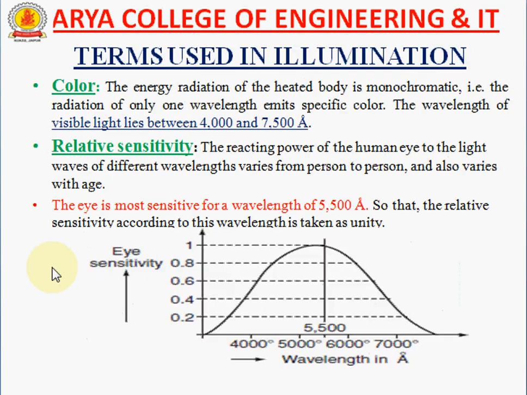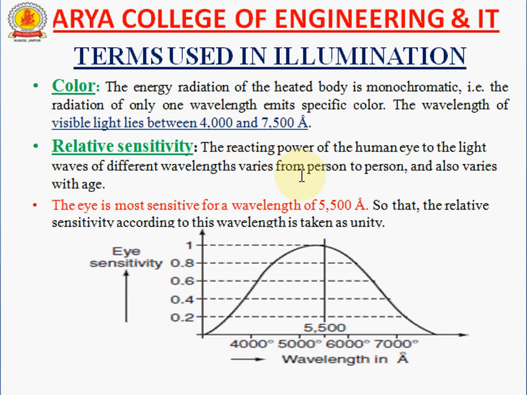Now, the terms used in illumination. First of all, color. The energy radiation of a heated body is monochromatic. Therefore, the radiation of only one wavelength emits a specific color. The wavelength of visible light is generally between 4000 and 7500 angstrom.